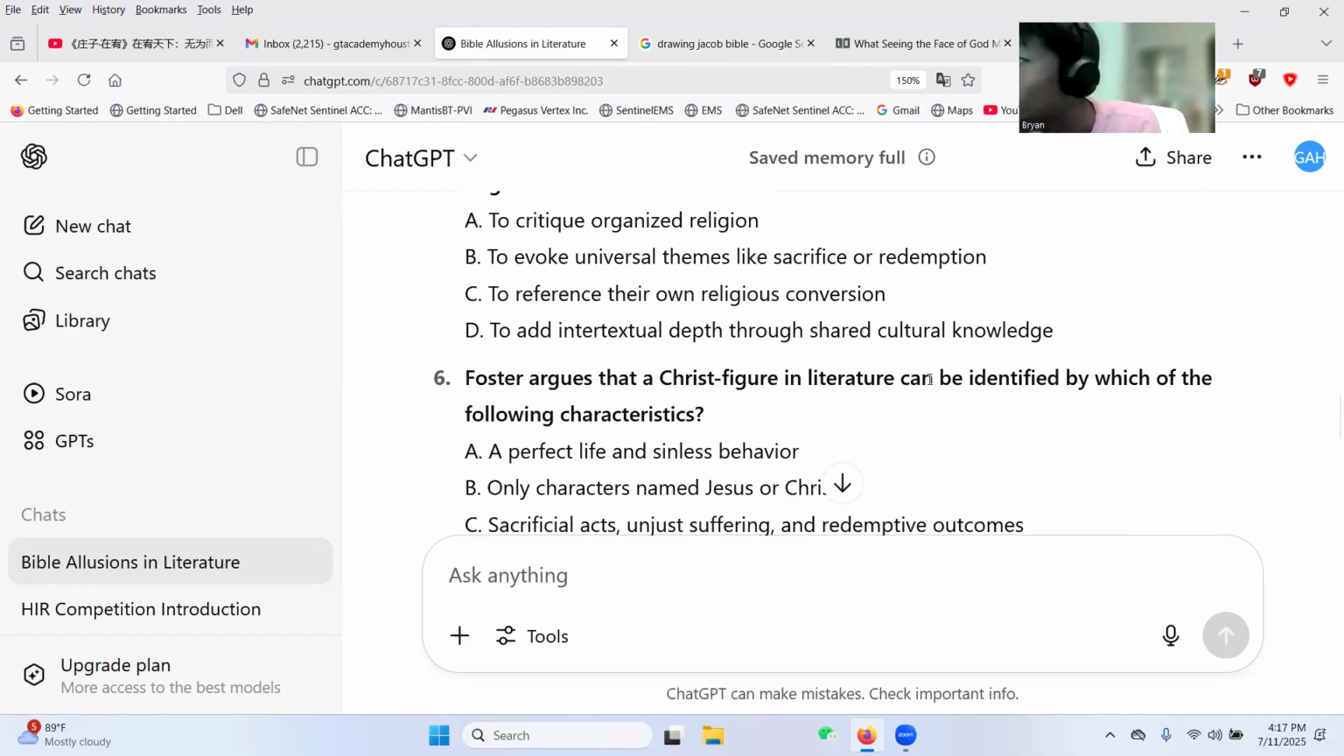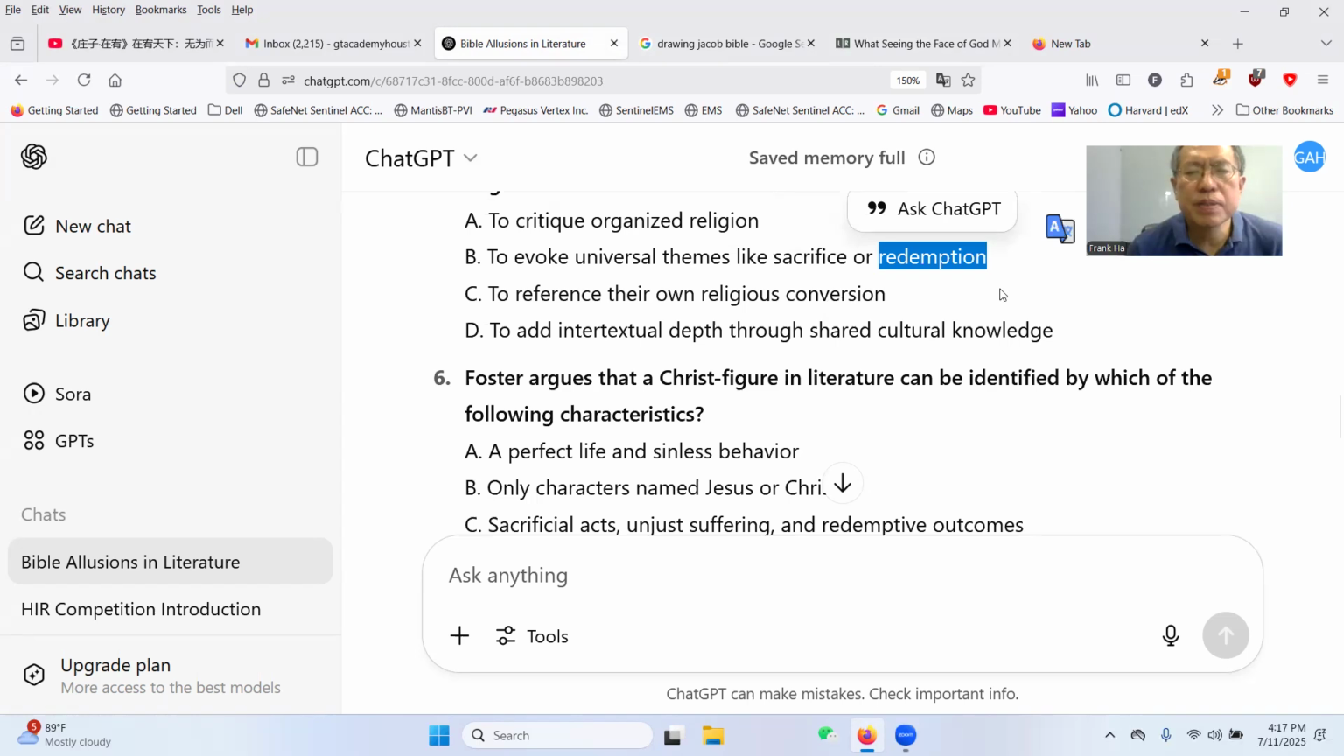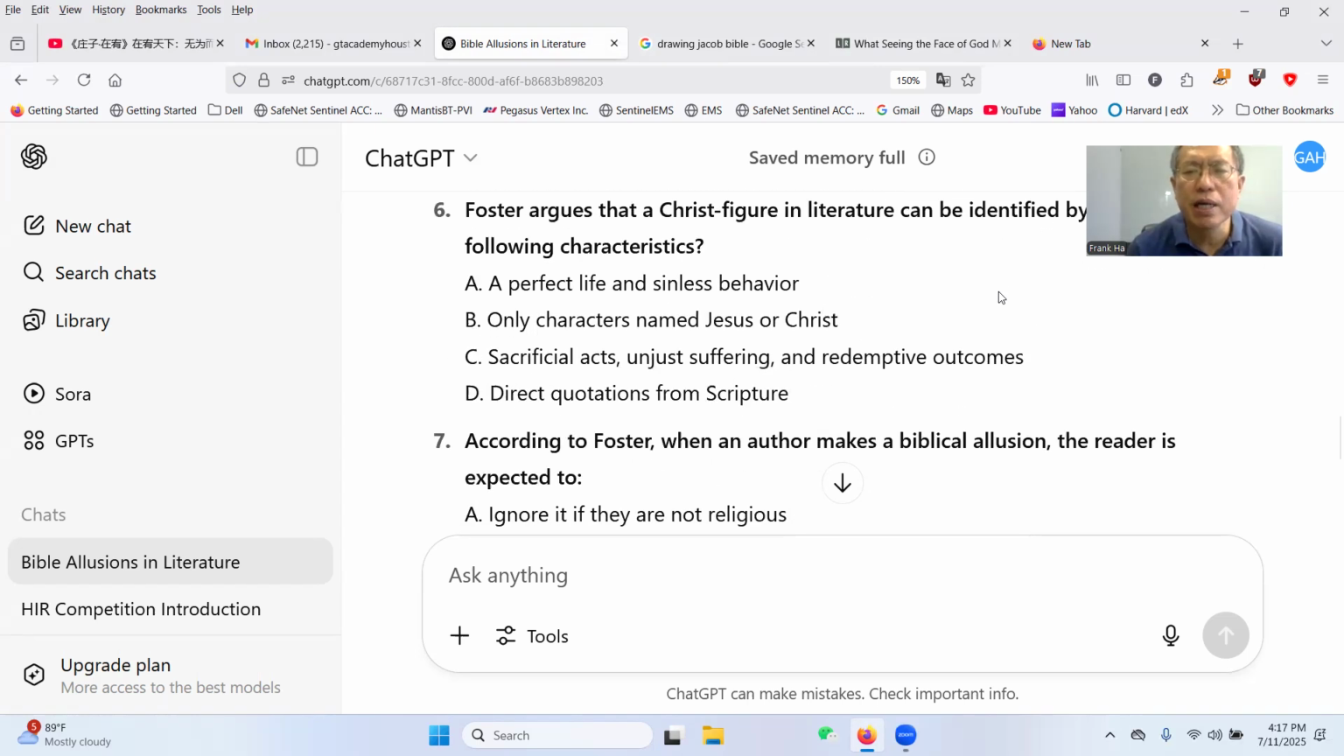Yeah, because the Bible has sacrifice and redemption, including human sacrifice, though God forbade people to do human sacrifice. And redemption, make peace with God. Congratulations, you're a smart guy. Yeah, you are right.